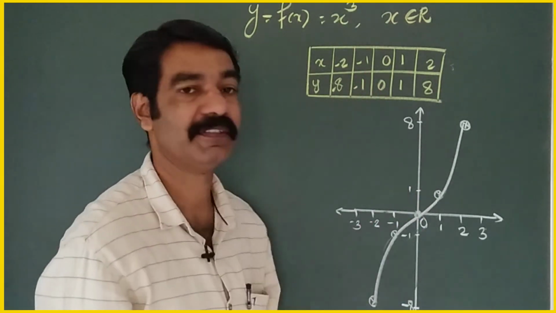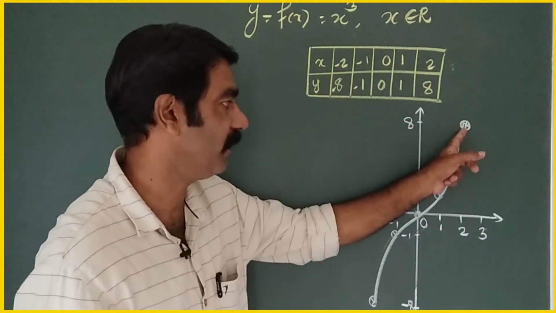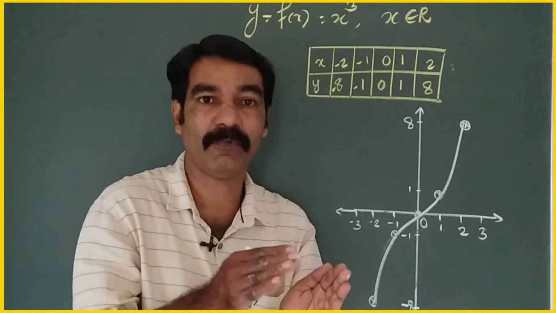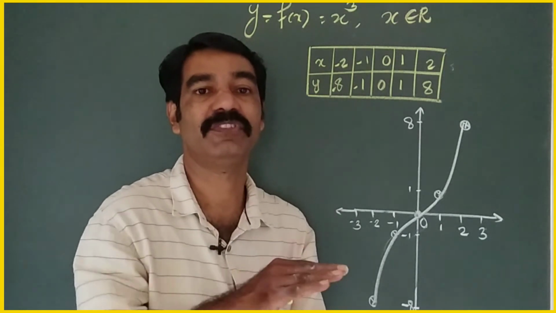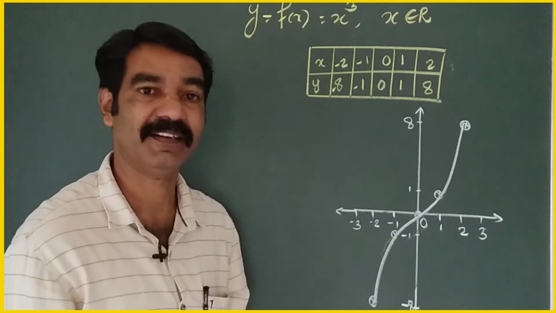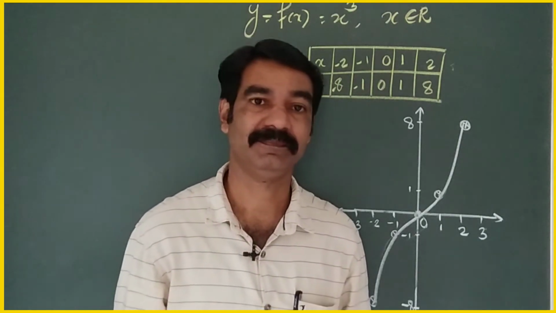The graph of the function y is equal to x cube is also a curve, but it's not the same as x square. So according to the polynomial, the graph should also change. Different polynomials have different graphs. So we have to practice this type of graphs.